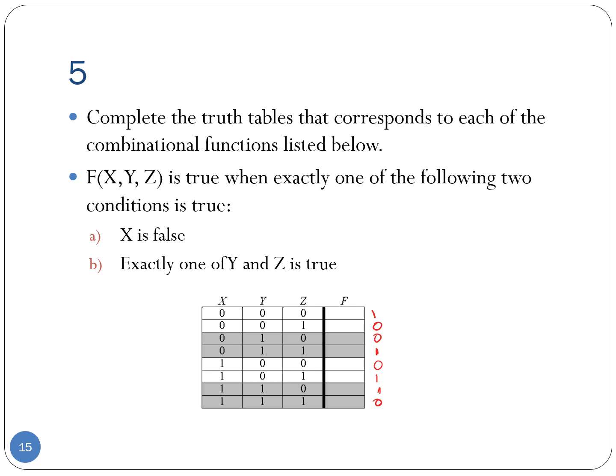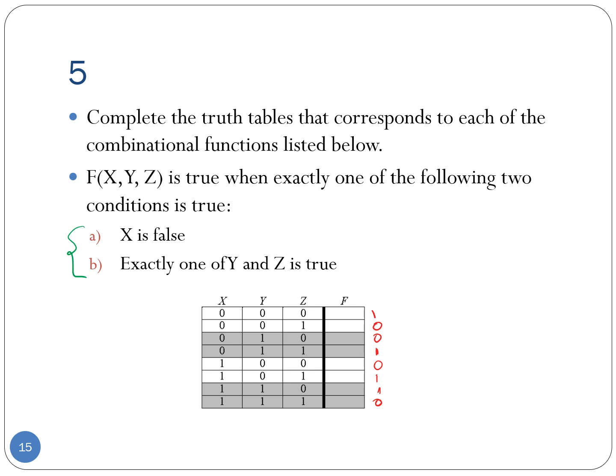Question number 5 is asking us to compute the truth table for this function. The function is true only when exactly one of these two conditions is true. If both the conditions are true, then the output is 0. If none of the conditions are true, then also the output is 0. The output would be 1 if exactly one of these two conditions is true, right?